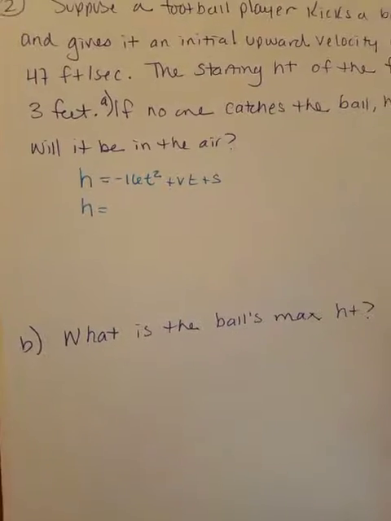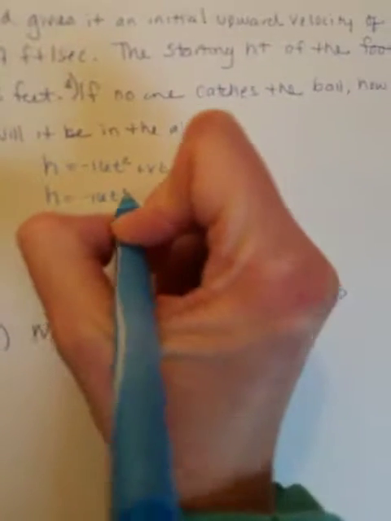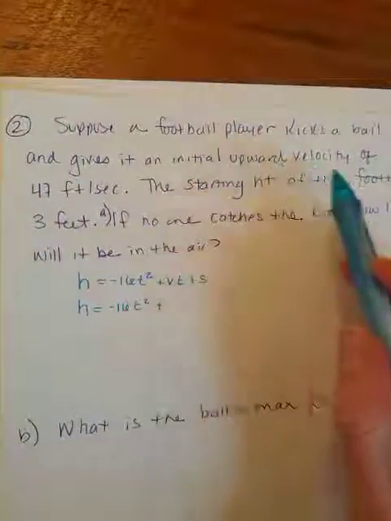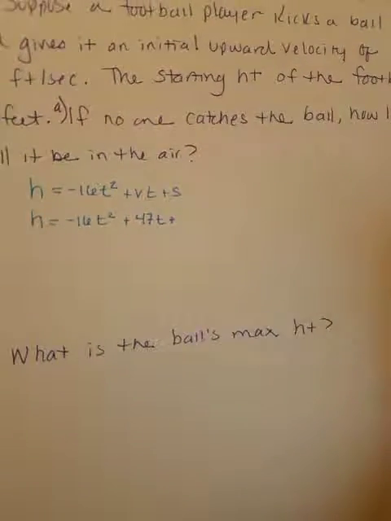Right now I'm just trying to write the equation for this problem. T will stay always. V is your initial velocity, so your starting speed. It says it was given an initial upward velocity of 47 feet per second, so it's going to be 47t. And remember from my last video, S stands for the starting height.